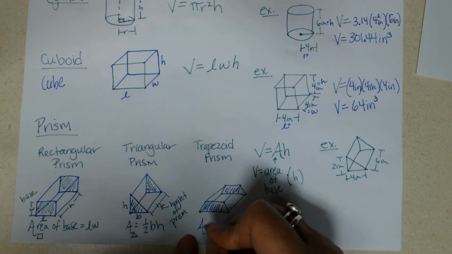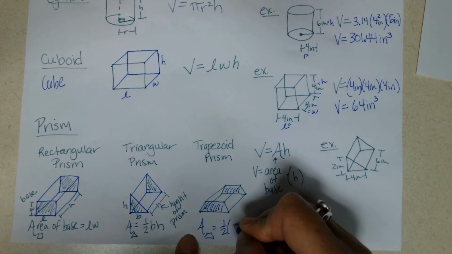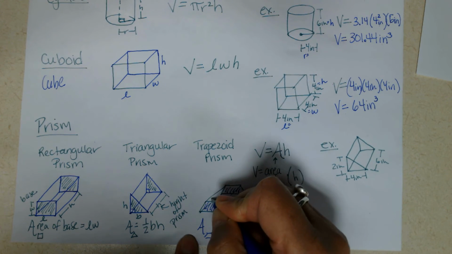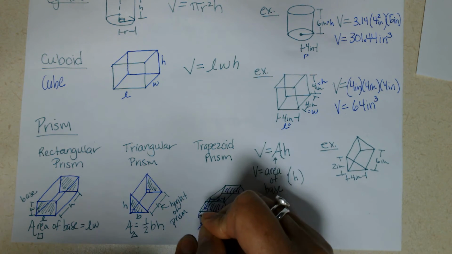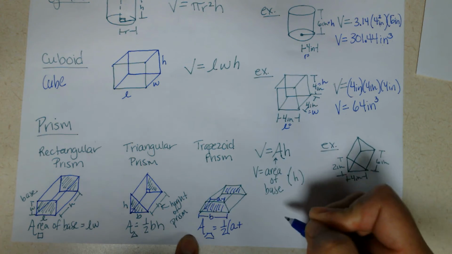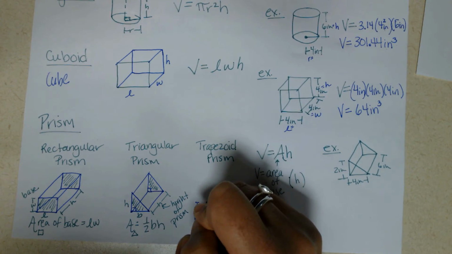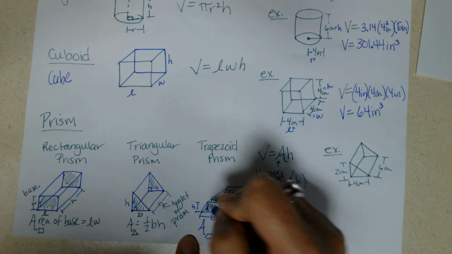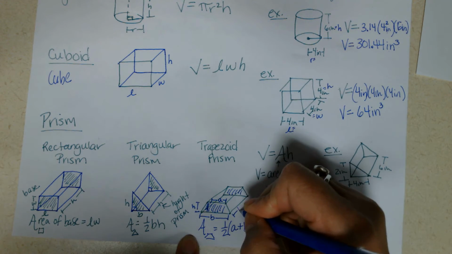So the area of a trapezoidal base is 1/2 A. This is A on top, base 1, plus B. B, this is base 2. And then times our height. And the height is going to be how tall this is. So times our height. And then we also have the height of the prism, which is this.